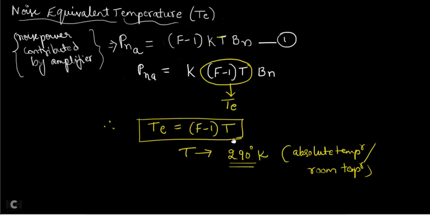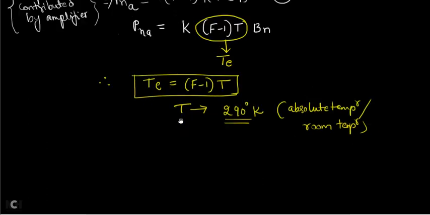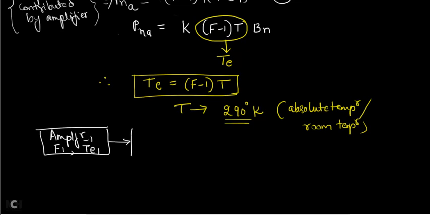So now this is for one amplifier. Whatever TE we derived now is for a single amplifier. Now what is the total TE for many amplifiers connected in cascade? If there are many amplifiers connected like this, this is your amplifier 1. For this amplifier you have noise factor F1, and let us call the noise equivalent effective temperature TE1.